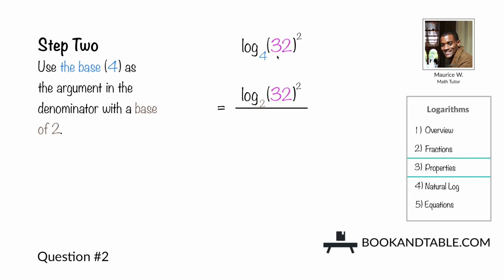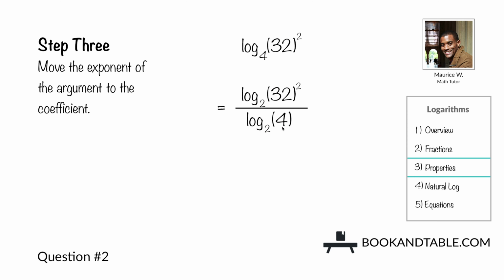So step 2, use the base 4 as the argument in the denominator with a base of 2. So we wind up with a log of base 2 of 32 raised to a power of 2 divided by a log of base 2 of 4. And before we convert each logarithm to exponential form, we want to move this exponent 2 to the coefficient here using the power rule.